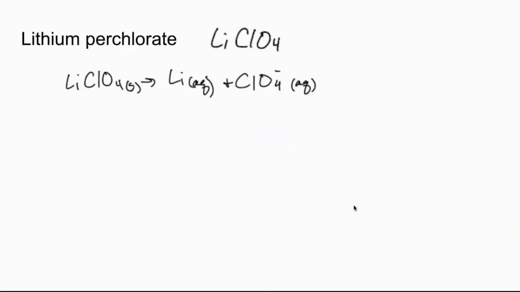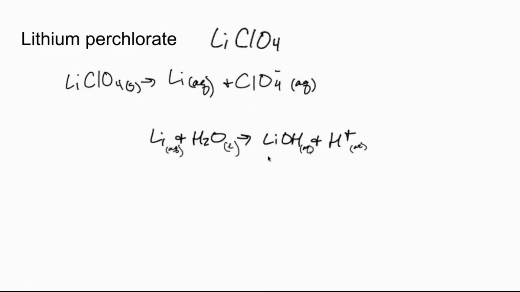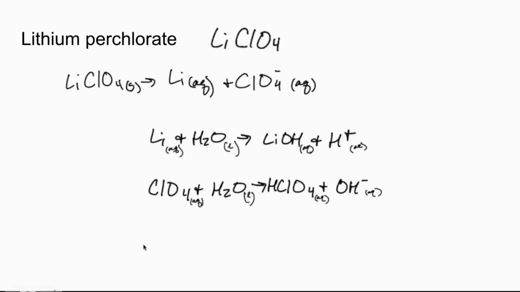Finally, lithium perchlorate, we react out to get lithium and hypochlorite, and then we react the lithium with the water to form lithium hydroxide and hydrogen, and then hypochlorite reacts with water to form hypochlorous acid and hydroxide.